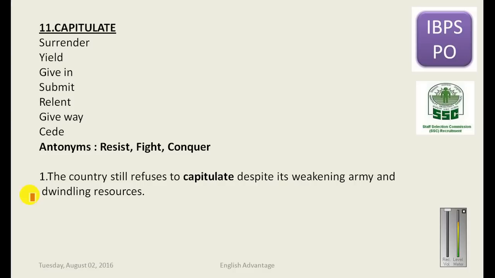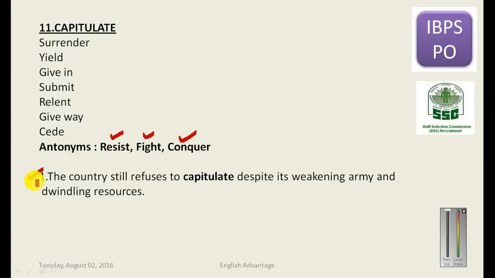Capitulate means to surrender. Capitulate, this is different from recapitulate. Recapitulate means to summarize, and capitulate means to surrender, or you can say yield, or you can say give in. This is the phrasal verb, and this phrasal verb is different from give up. Give up means to quit, and give in means to surrender, submit, or relent, give way, and cede. So these are the words. Relent is very important, cede is very important, give in very important, and capitulate word itself is very, very important. And if you do not surrender, you resist, you fight, you conquer. So these are the corresponding antonyms of this word.